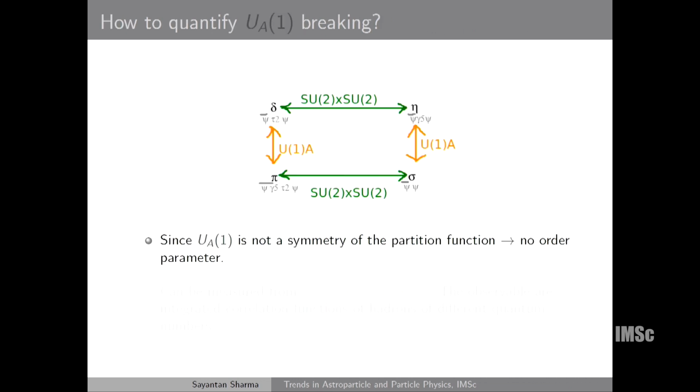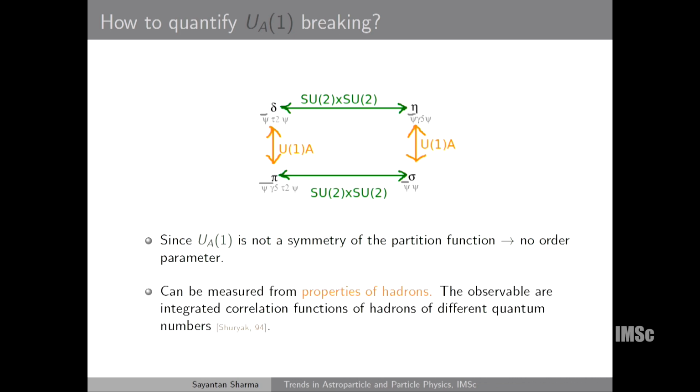As I already mentioned in the last slide, since UA1 is not a symmetry of the partition function, there is no order parameter to study this. So we usually study it from the properties of hadrons. We look at these two hadrons. This is a flavor singlet. This is a Dirac scalar, but it has a flavor index, and it belongs to the scalar isotriplet, and this is the pion, which is also a flavor isotriplet, as well as having a gamma 5 index. Whenever these two hadronic correlation functions become degenerate, we can tell that UA1 is effectively restored. So this is one of the ways one can study these problems.